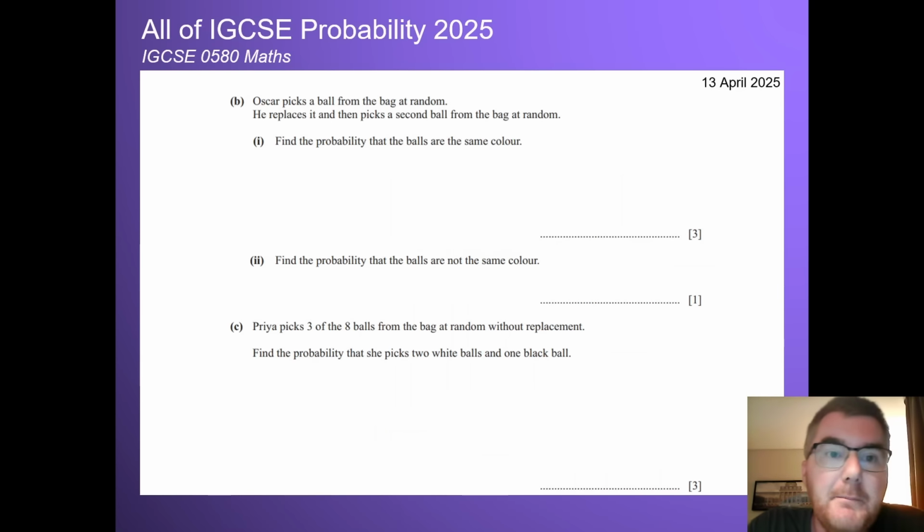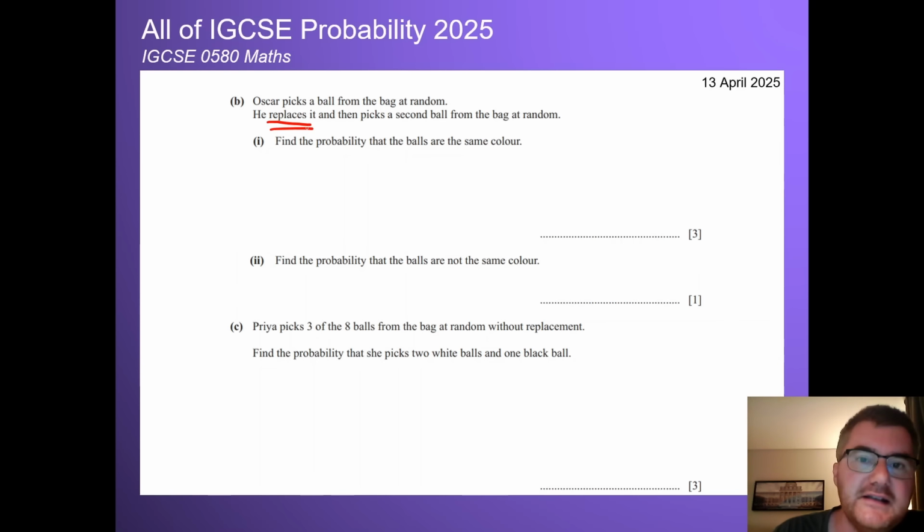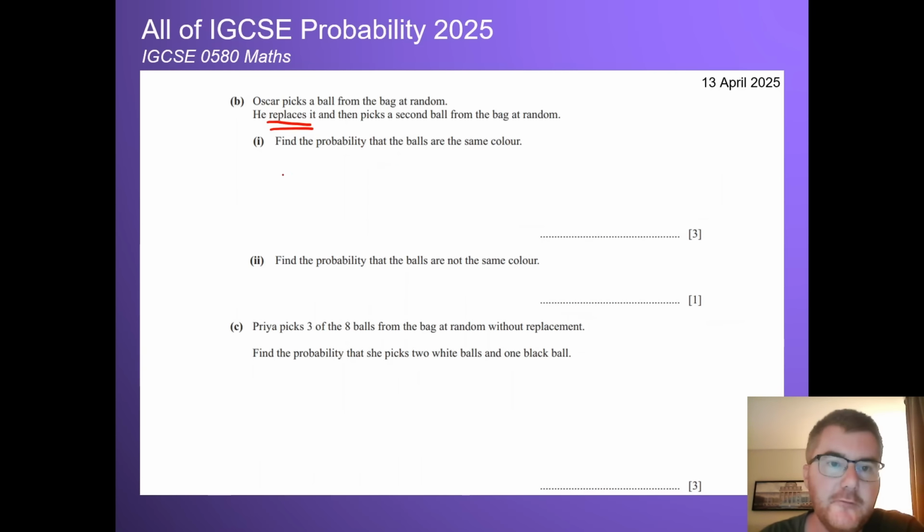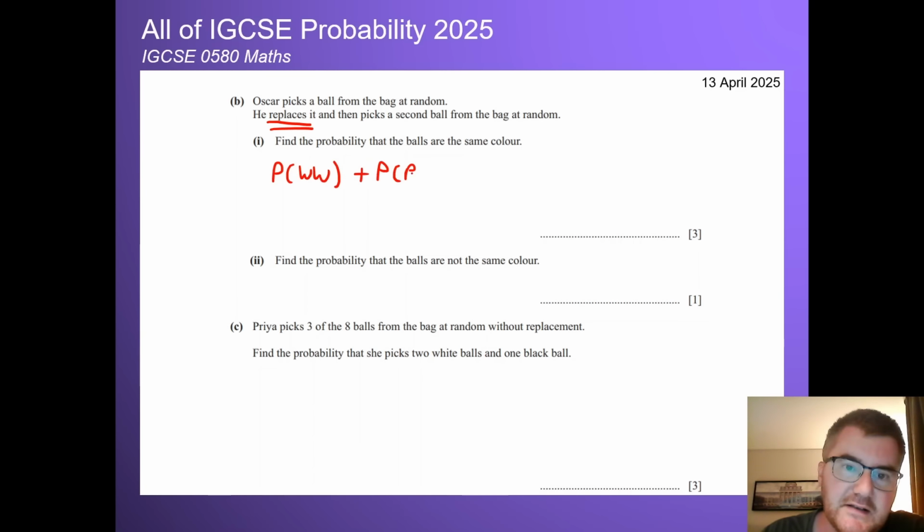Right, on to part B. So Oscar here picks a ball from the bag at random. He replaces it and then picks a second ball from the bag at random. So keyword replaces, so it doesn't change. Find the probability that the balls are the same color. Again, we've seen this idea before. So probability of white, white, plus the probability of black, black.